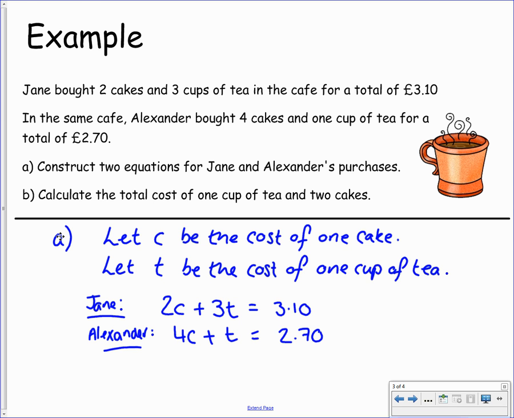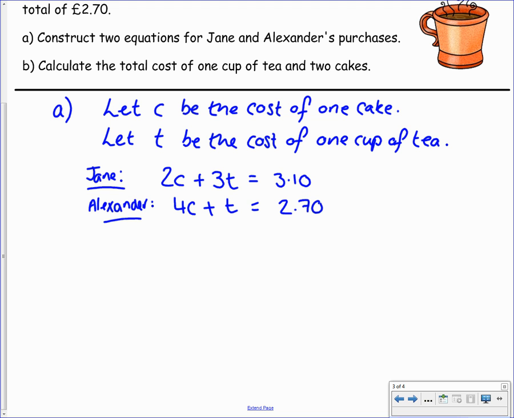In the second part of the question, we're asked to calculate the cost of 1 cup of tea and 2 cakes. Before we can do that, we actually need to find the cost of 1 cup of tea and 1 cake, and that's where simultaneous equations comes in. As always, we can label these 1 and 2. They both have the same signs, so we're going to have to subtract the equations at some point. But before we can do that, we need the same value before one of our variables. So let's use the elimination method here, and we'll take equation number 2 and multiply it by 3.